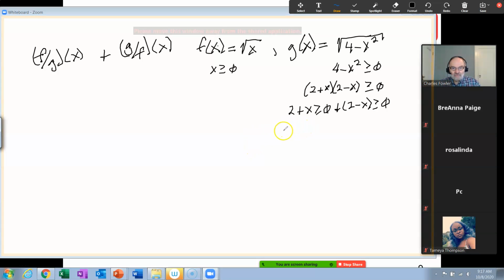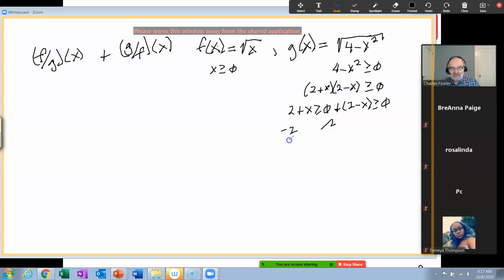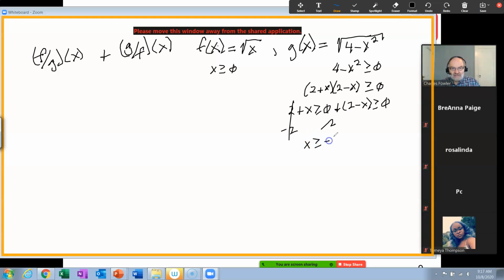Well, here we would subtract 2 from both sides. That doesn't mess with your directional inequality. That gives you x is greater than or equal to negative 2. Okay, we can handle that. Over here, there's a couple ways you can do it.